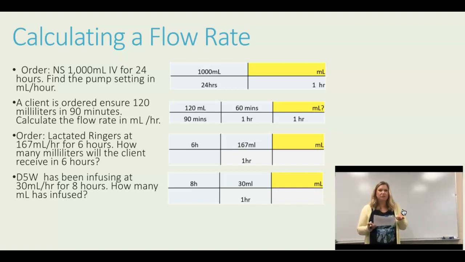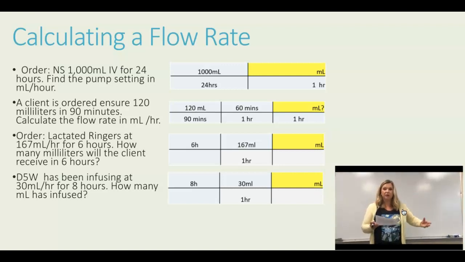But anytime I ask you for a flow rate, it's going to ask for one of a couple things. Flow is how much volume per rate, either per hour or per minute. So it's either going to be milliliters per hour, which is what your pumps are typically set at, or it's going to ask you for drops per minute.